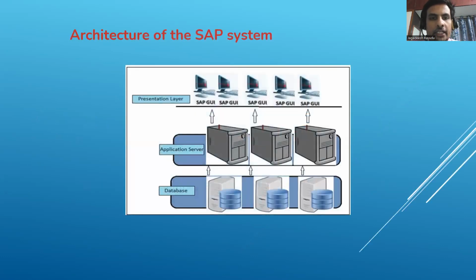So now if you look at this slide, architecture of the SAP system, we have three layers. I already explained this in the introduction-level course videos, still I'm just giving a brief about this. There is something called the presentation layer, application layer, and database layer. Presentation layer is nothing but your GUI, SAP GUI. GUI means graphical user interface.